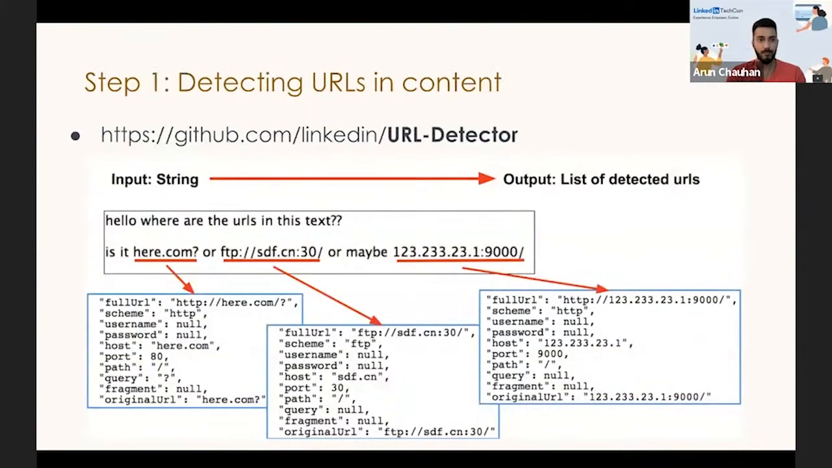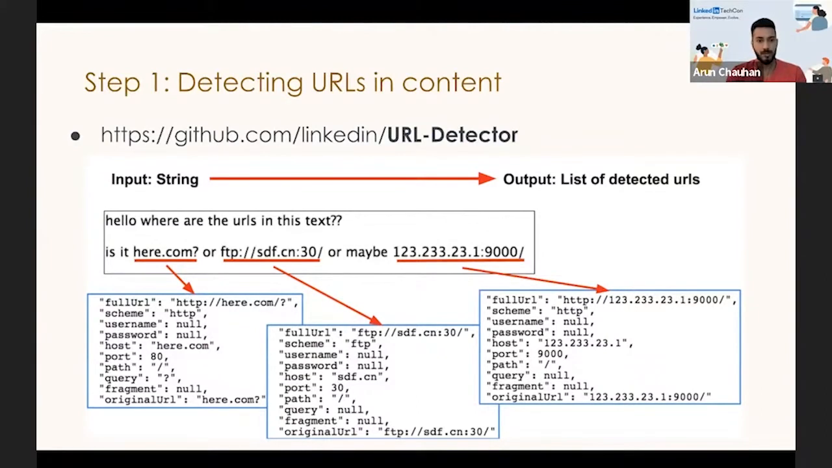Next, please. So the first step of checking is we need to detect what are the URLs in a content. For this, we use LinkedIn's own open source library called URL Detector. You can go to this GitHub link and try and play around with this library. What it does is it will take an input string and the output it will produce is the list of detected URLs in that string. So here you can see a sample.